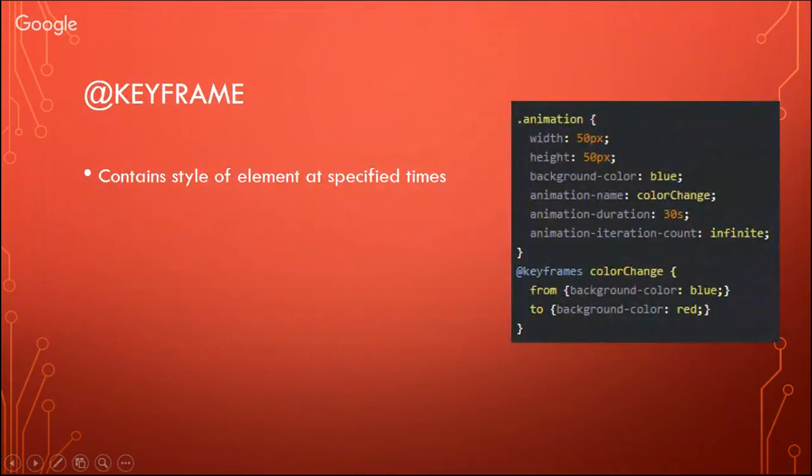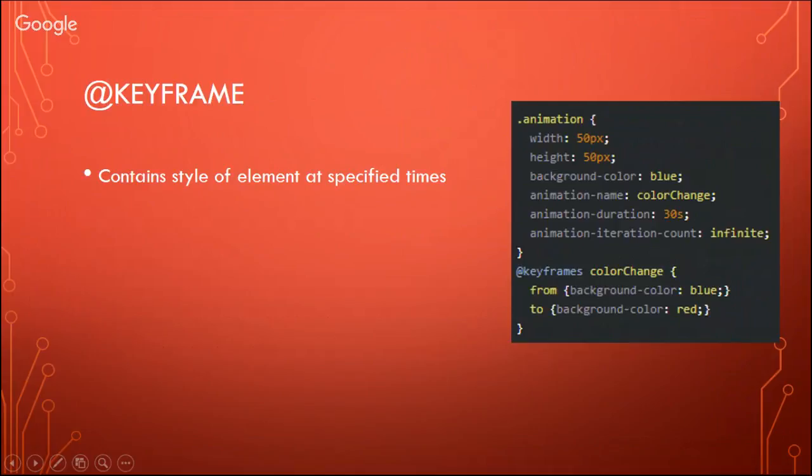Okay, so here we have the @keyframes rule. This contains the style of the element at the specified times. So here in my animation CSS class, I'm going to call the animation name color change. It's going to take 30 seconds, and this is going to loop indefinitely, so I'll put infinite there.